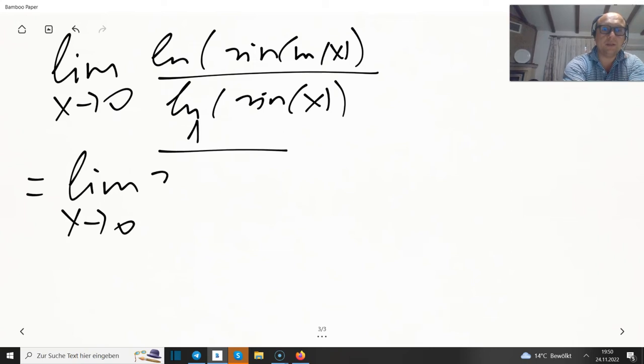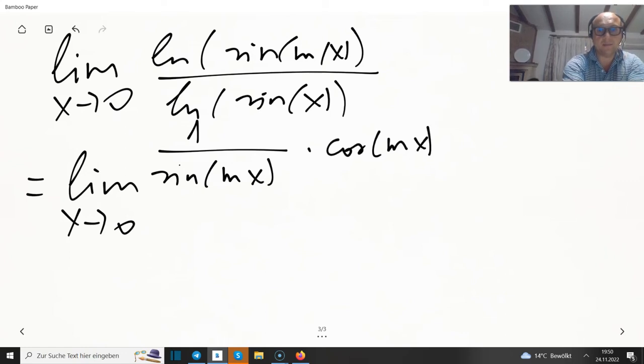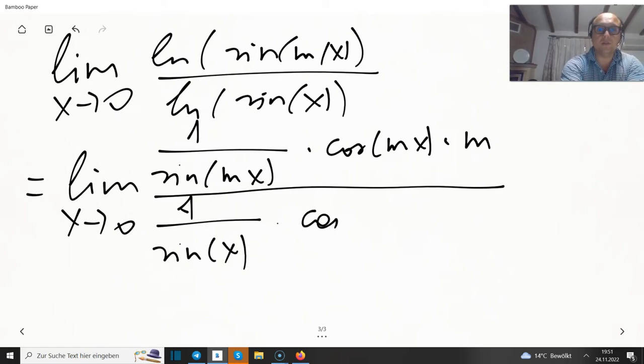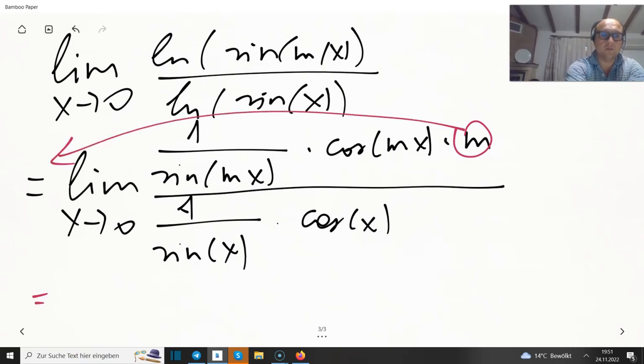This is 1 divided by the sine of mx times the cosine of mx times m in the numerator. This is 1 divided by the sine of x times cosine of x. That's it. Can I simplify something? Well, I should be able to take m out for sure. So we're getting m times limit x towards 0.